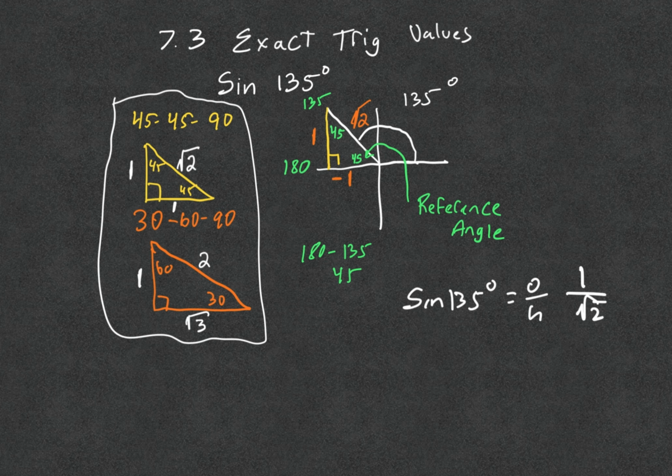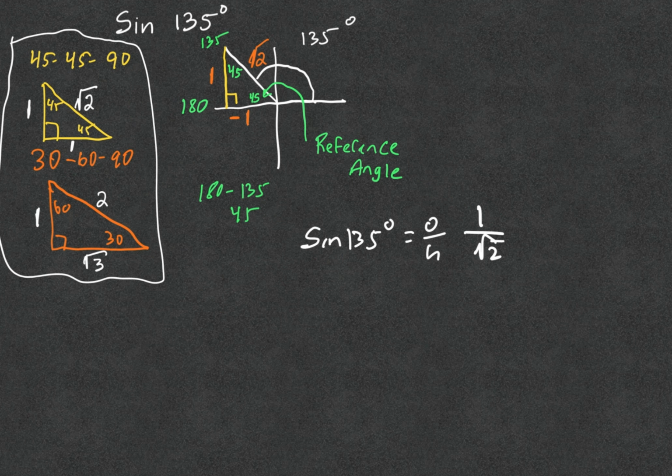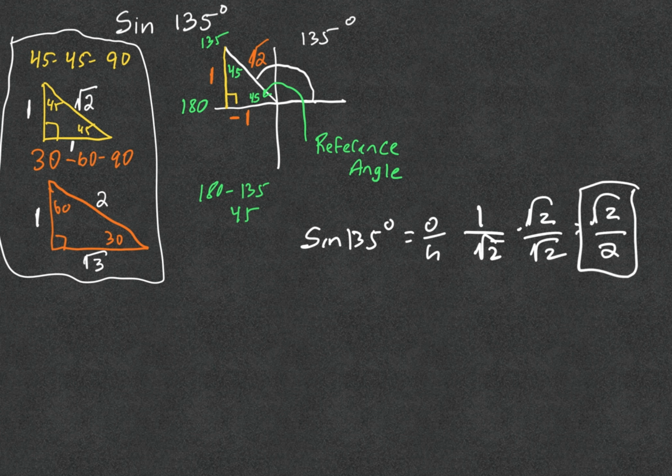Now remember, we've talked about this before, you can't leave that in the denominator. So you have to multiply by the square root of 2 over the square root of 2. So a more exact answer is the square root of 2 over 2. You can never leave radicals in the denominator. The way you get rid of them is multiply both the numerator and the denominator by that radical. So that is the exact trig ratio for the sine of 135. And that's what we're going to do today.